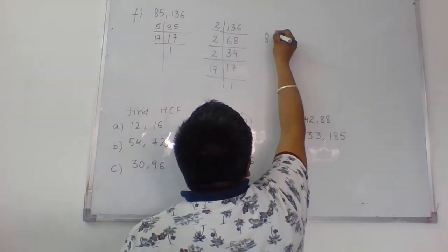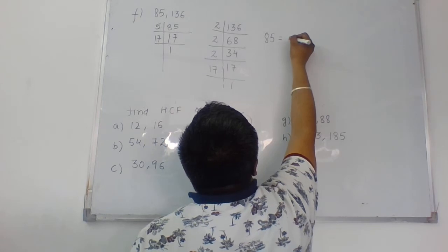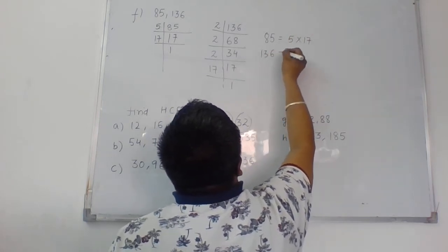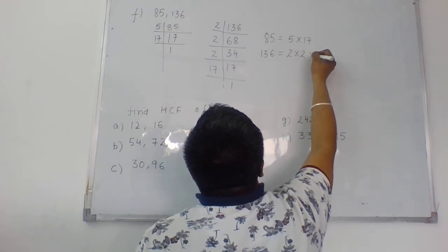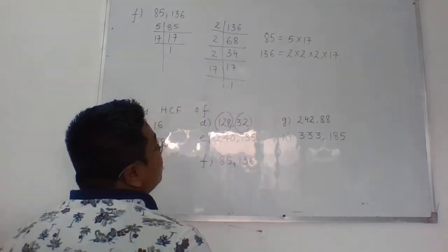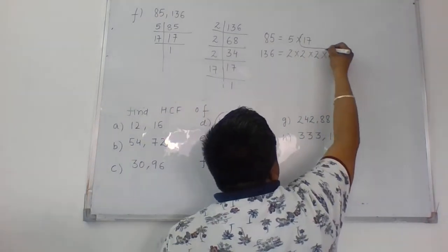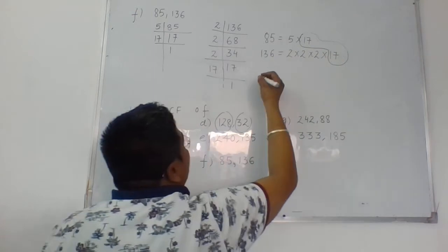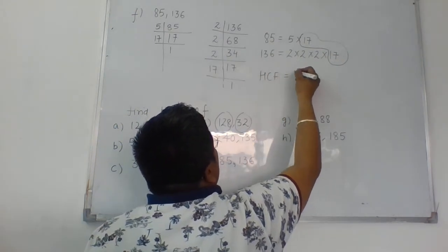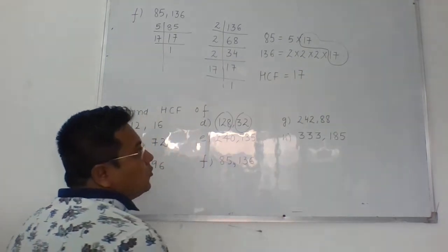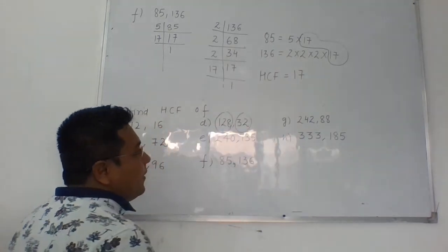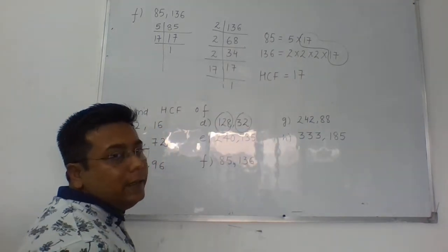So writing the prime factorization of 85, we have 5 multiplied by 17, and 136, we have 2 multiplied by 2 multiplied by 2 multiplied by 17. So only one factor is common in both of them. So HCF of 85 and 136 is 17. So 17 is that largest number which divides 85 and 136 completely.